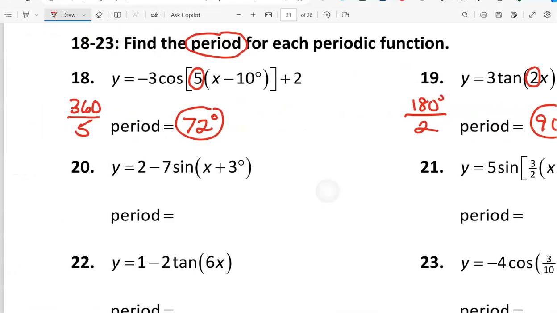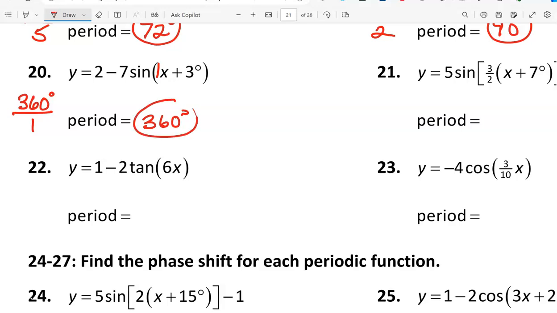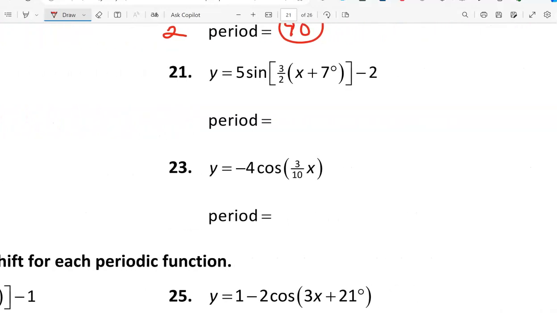For 20, the coefficient of x is 1. This is a sine function which has a general period of 360. 360 divided by 1 is 360 degrees. For 21, the period is 360 degrees divided by the coefficient b, which is 3/2. 360 divided by 3/2 is the same as 360 times 2/3, which is 240 degrees.